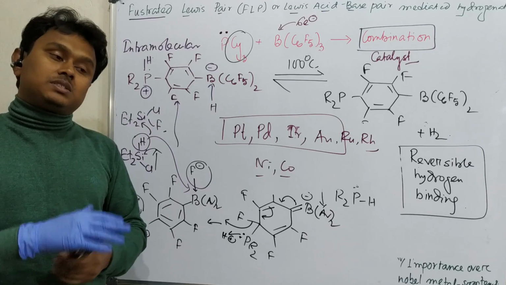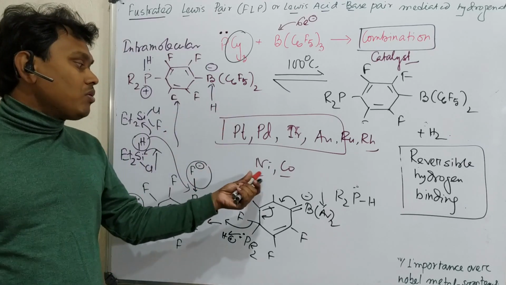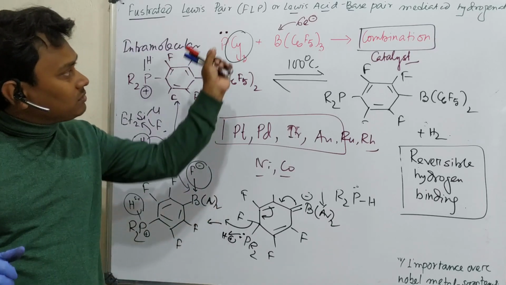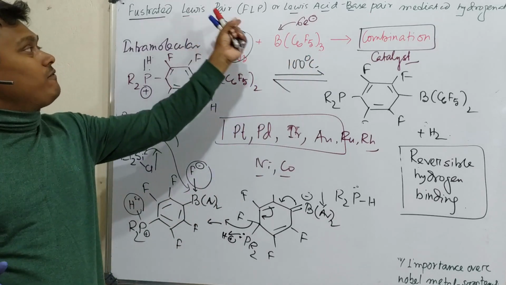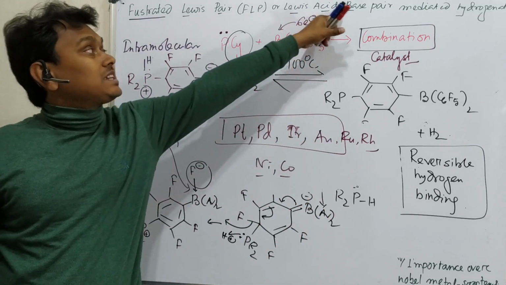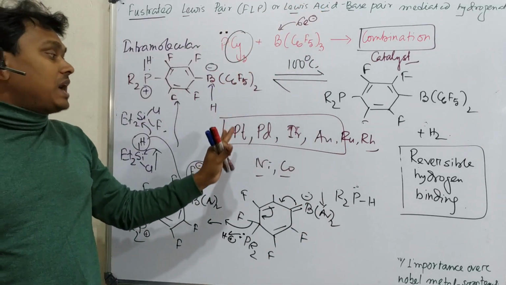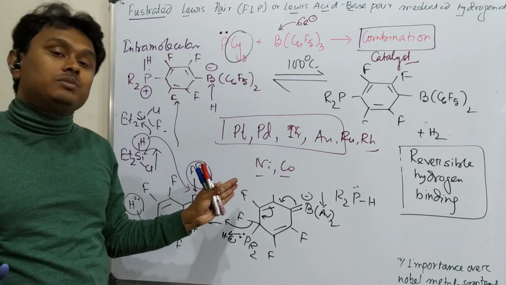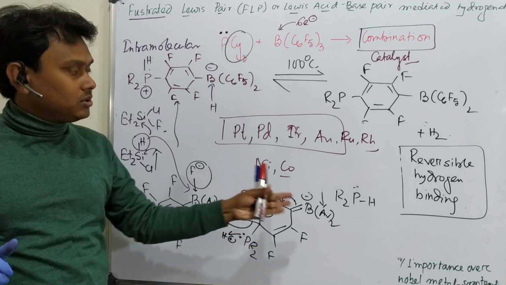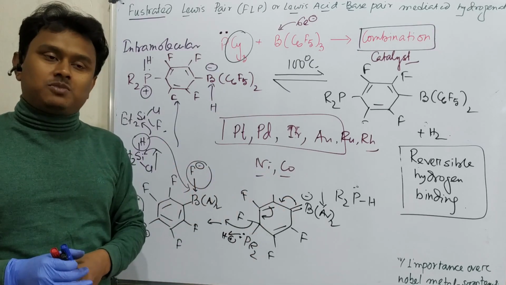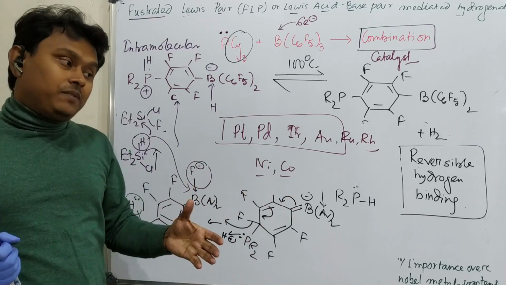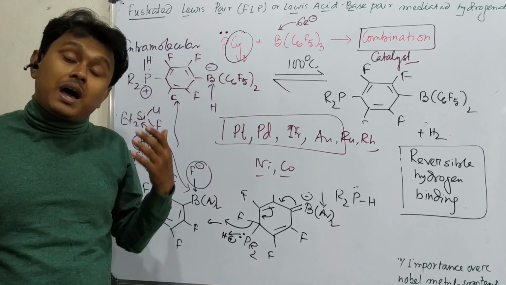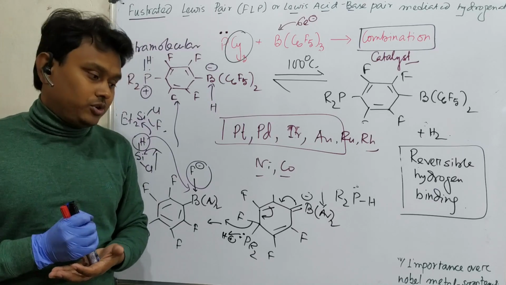And there was a previous thought that without metals you can't activate hydrogen. That myth was broken by this FLP strategy, or Lewis acid base pair strategy. So that is the uniqueness of this strategy over noble metal based systems. This is the importance of them, because they are metal free systems, or sometimes, if you consider aluminium, noble metal free. Those are highly appreciated right now from the green chemistry point of view.